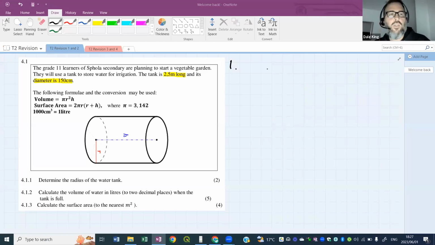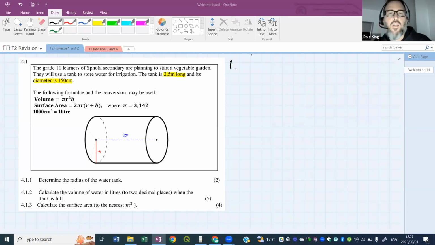I'm good, thank you. What do I do to get the radius? Well, I said 150 times by a half, which gave me 75. Good job. So we half the 150, which is the diameter, hey? Yeah. All right, excellent. Thank you, Sakile. Good job. Thank you very much.